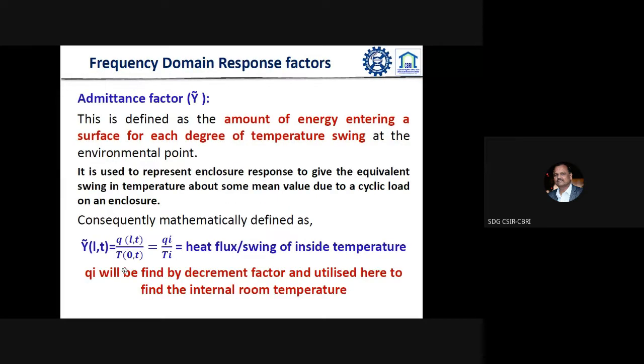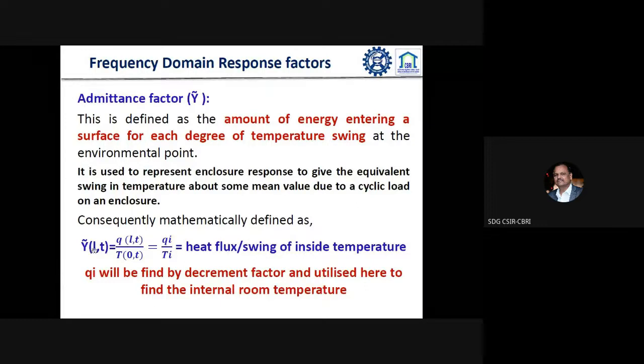So this particular transformation matrix is used, and through it we get a factor, the admittance factor, which is defined as the amount of energy entering the surface for each degree of temperature swing. If the temperature increases by 1 degree outside, we should know how much energy enters the room because of that swing. This factor is used to calculate the swing temperature inside the building.